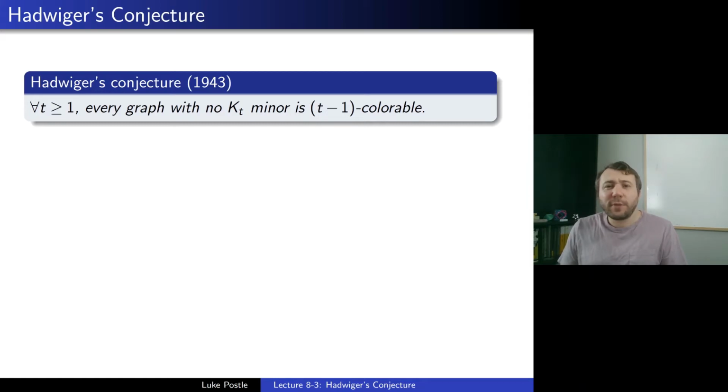There's no reason a priori that these concepts should be in any sense dual or related, but that is the nature of the conjecture. And not only that they are related by some function, but by a very exact function: no K_t minor implies (t minus 1)-colorable. This would be best possible, of course, because you could have K_{t-1}, which is (t minus 1)-colorable with no K_t minor.